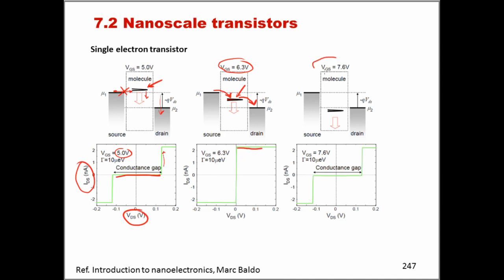If we keep increasing VGS, we push the state so far down that it effectively goes beyond the lowest of the two Fermi levels. And so even if I was able to place an electron there, this electron wouldn't be able to effectively come out on the other side. And so that's why in this case there would be no current.